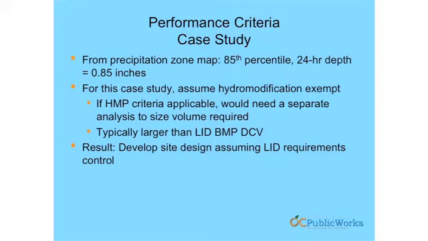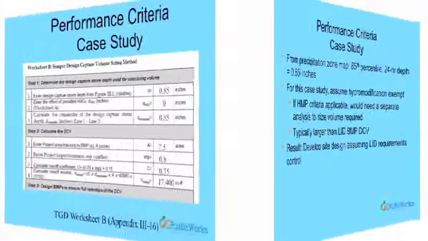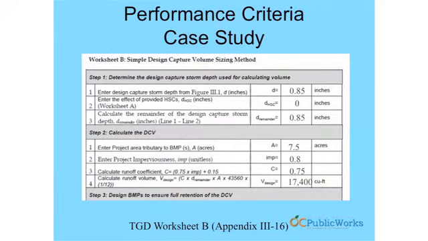So in this case, what they've done is they've determined that the project does not have hydromod susceptibility. It's exempt from hydromod. So the LID BMP criteria are going to control the design of the site and the selection of BMPs. So this is just an example of how we can use worksheet B to figure out what that total DCV requirement is for the project site.